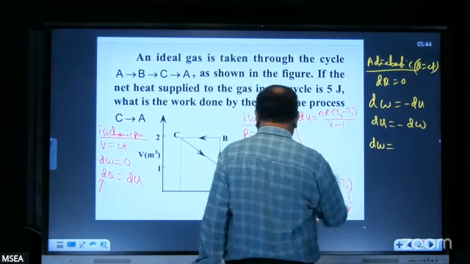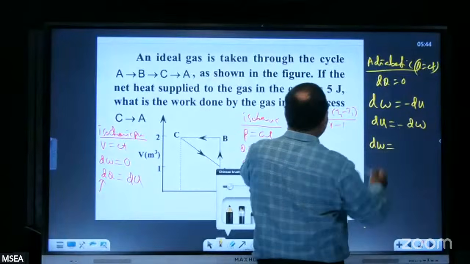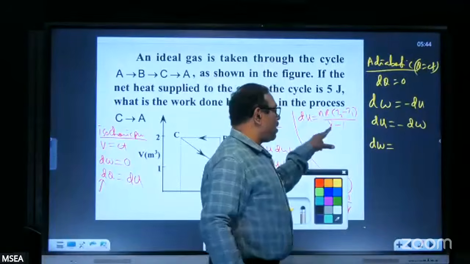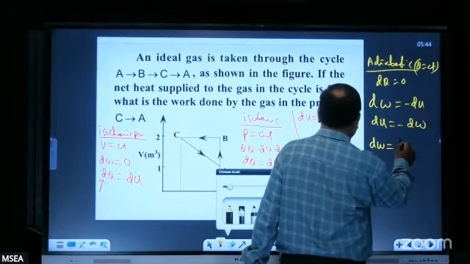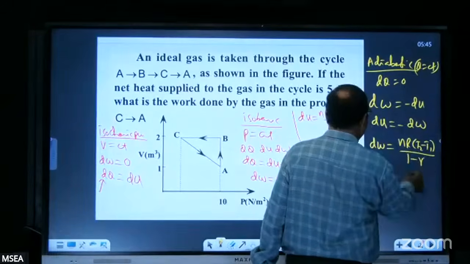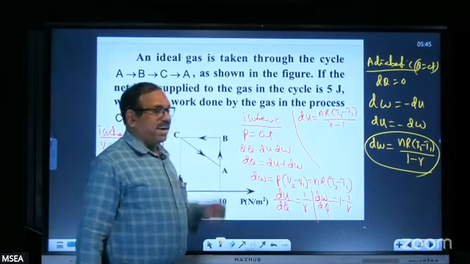Now let us come to dw. dw is equal to minus of du. du is given as nR into T2 minus T1 by gamma minus 1. If you multiply by minus, it should be 1 minus gamma. Then we can write it as nR into T2 minus T1 by 1 minus gamma. This is for dw in adiabatic process.